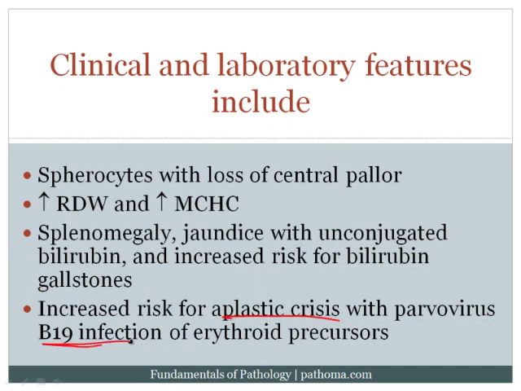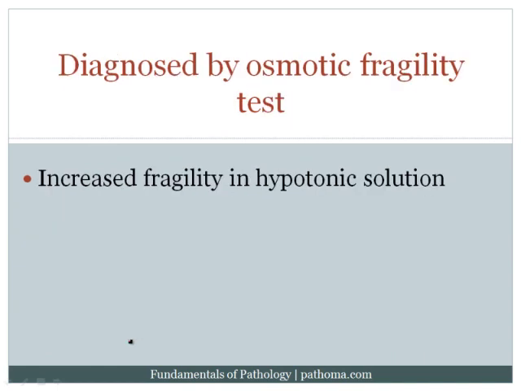We've already covered this, but again, patients who have limited reserve in their bone marrow are very susceptible to becoming symptomatic were they to get a parvovirus B19 infection. And again, high yield for examinations, parvovirus B19 infects the erythroid precursors. The diagnosis of hereditary spherocytosis occurs by the osmotic fragility test.